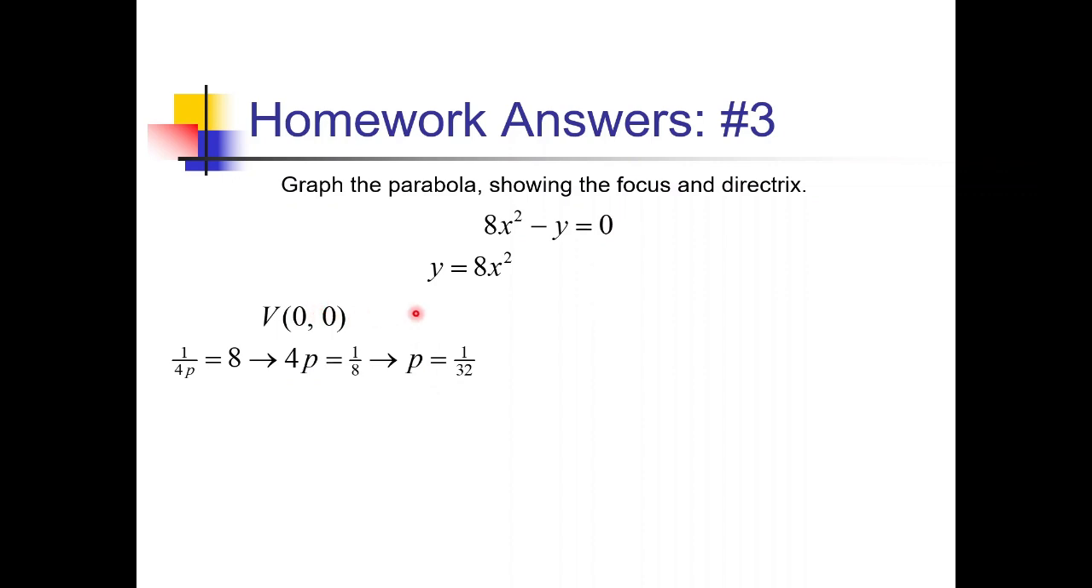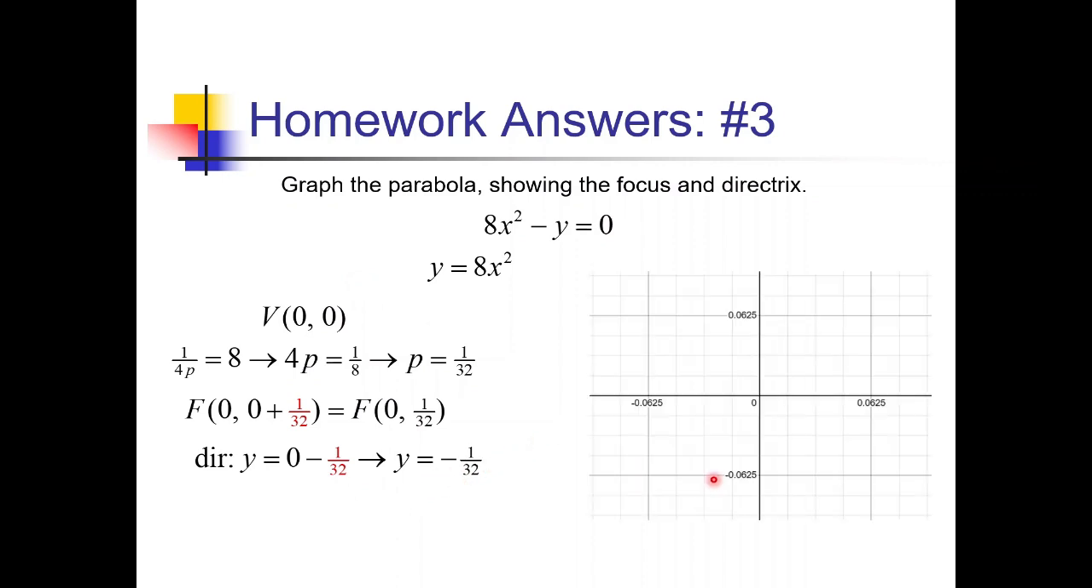To get my focus, I need to add my p-value to the vertex, and I'm adding it to the y-value because this is a y equals type of equation. So we have 0, 0 plus 1 over 32, or just 0, 1 over 32. To get the directrix, it's going to be a y equals line because, again, we started with y equals. And it's going to be y equals the vertex y value minus the p-value. So 0 minus 1 over 32. So y equals negative 1 over 32 is my directrix.